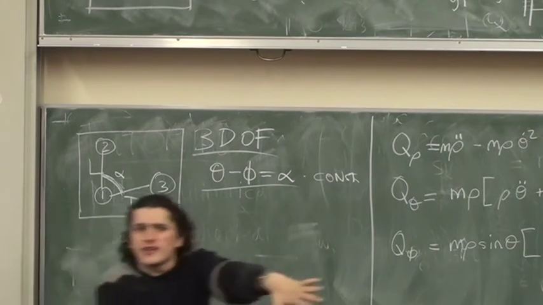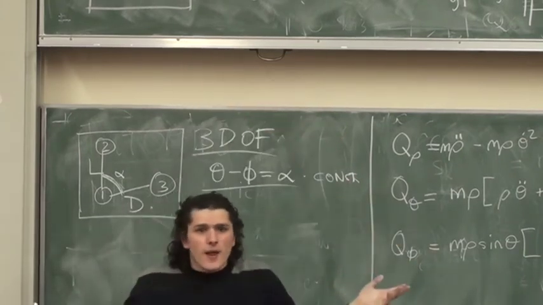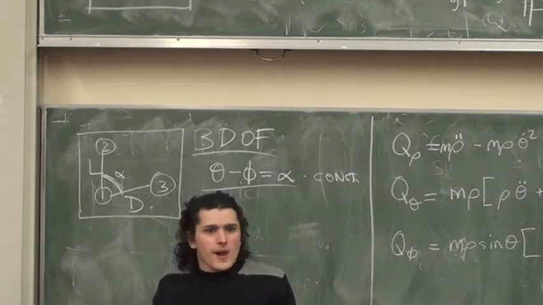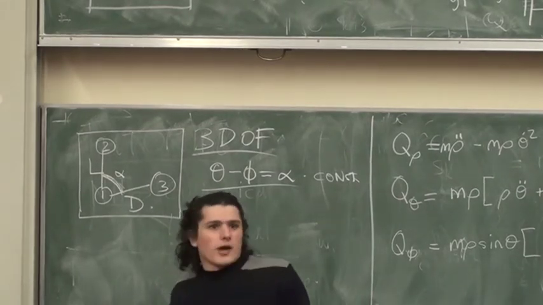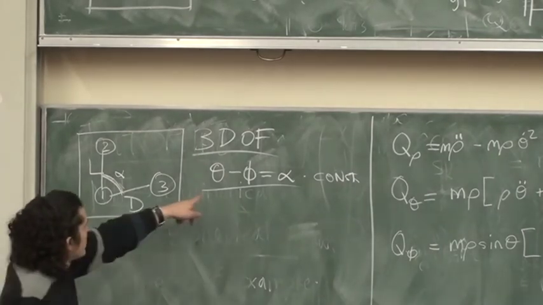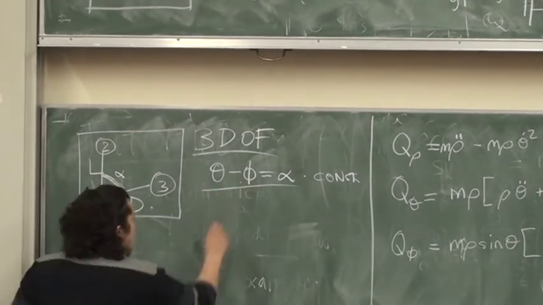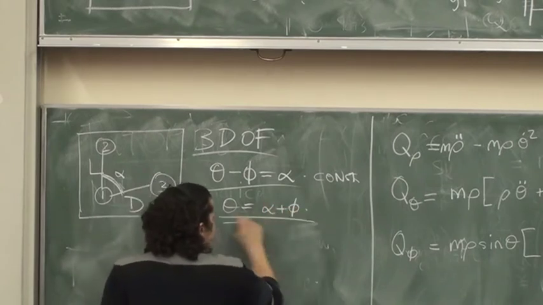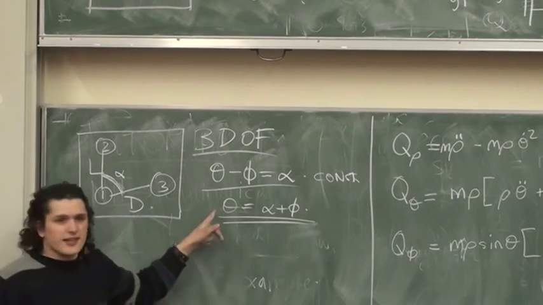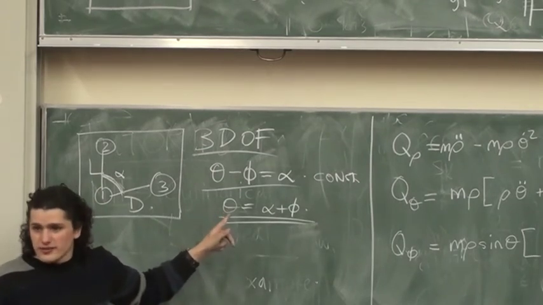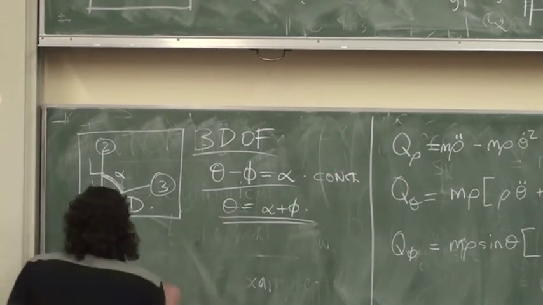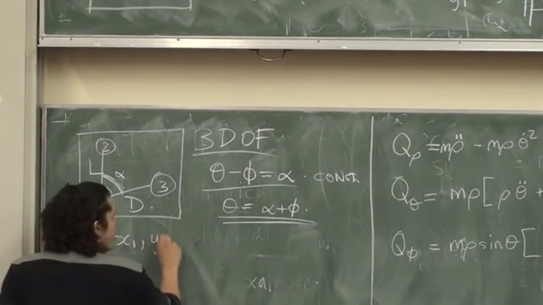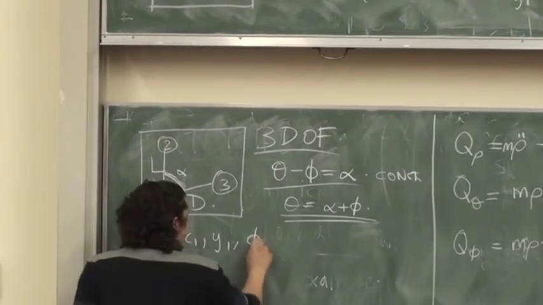The whole system now moves like a rigid thing. The whole system can translate. The whole system can rotate. What parameters can I use? x1, y1, and phi, right? Because as soon as I know phi, I know theta. Theta from this holonomic constraint is alpha plus phi. Theta is no longer a generalized coordinate. So my generalized coordinates in this case are x1, y1, and phi.